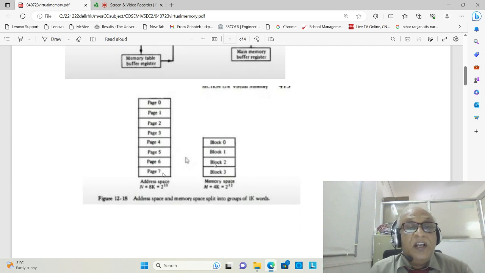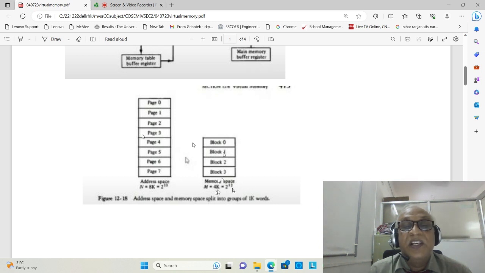You can see the concept of pages and blocks here. The memory space is divided into blocks, while the address space is divided into pages. What is memory space? The physical memory, main memory. In this example, your main memory is divided into blocks: block 0, block 1, block 2, block 3. The size of the main memory space is 4K, which means each block size will be 1K.